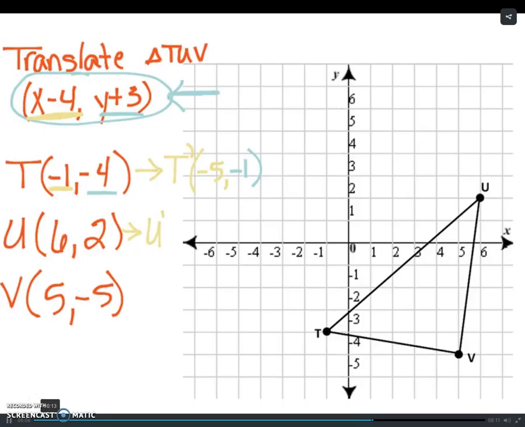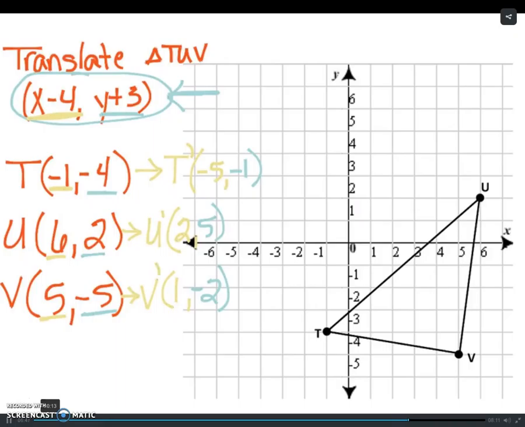For U prime, 6 is our x coordinate. We have 6 minus 4, which is 2. And for the y coordinate, we'd have 2 plus 3, which is 5. And V, our x coordinate is 5, so 5 minus 4 is 1. And our y coordinate is -5 plus 3, which is going to be -2. Alright? And that was V prime.